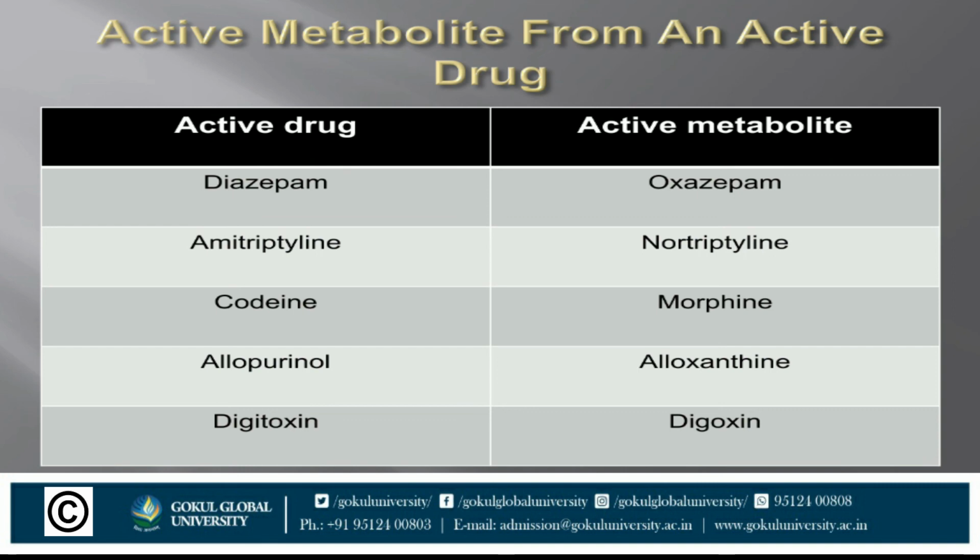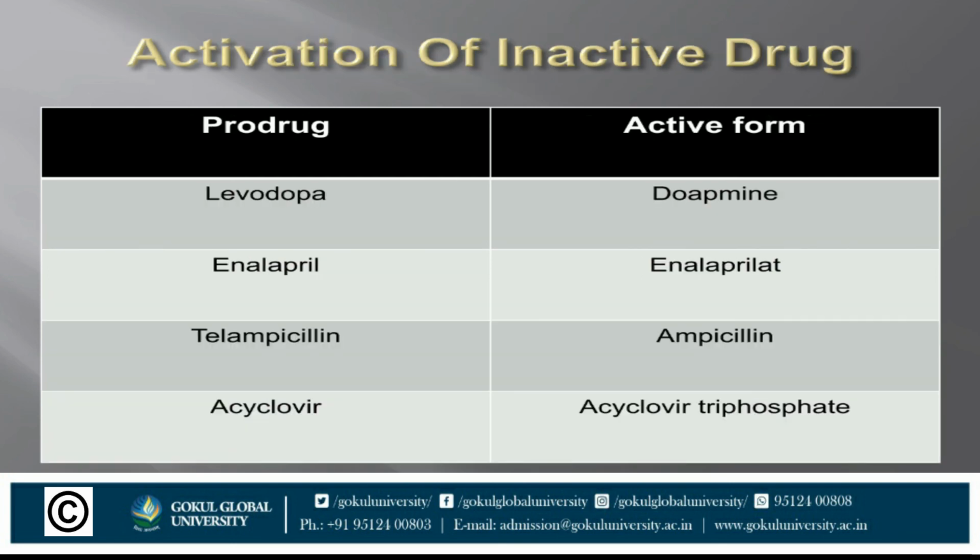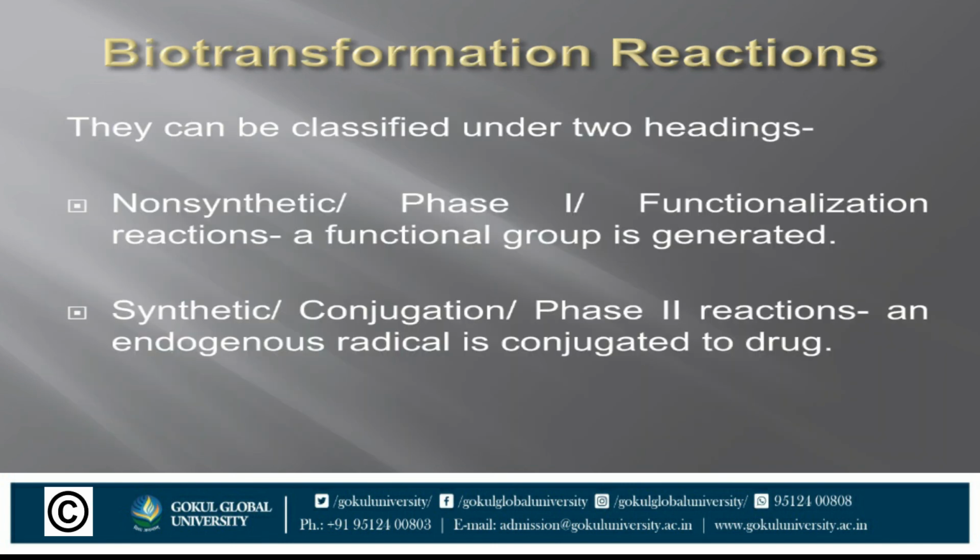Some examples of an active metabolite from an active drug are as mentioned in the table: active drug diazepam and active metabolite oxazepam, codeine to morphine, digitoxin to digoxin, etc. And examples of activation of an inactive drug, that is, examples of prodrug and active form, are levodopa to dopamine and other drugs which have been enlisted. So, biotransformation reactions.